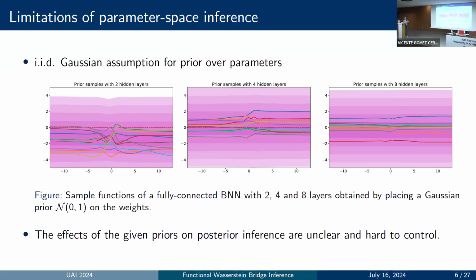Consider this toy example. We show the sample functions of fully connected BNNs with 2, 4, and 8 layers, respectively, by placing Gaussian priors on the random network weights. We can see that as the depth increases, the samples tend to form straight horizontal lines, which is a well-known pathology stemming from increasing model depth. And secondly, the effects of the given priors on the posterior inference are unclear and hard to control, owing to the complex model architecture and nonlinearities.